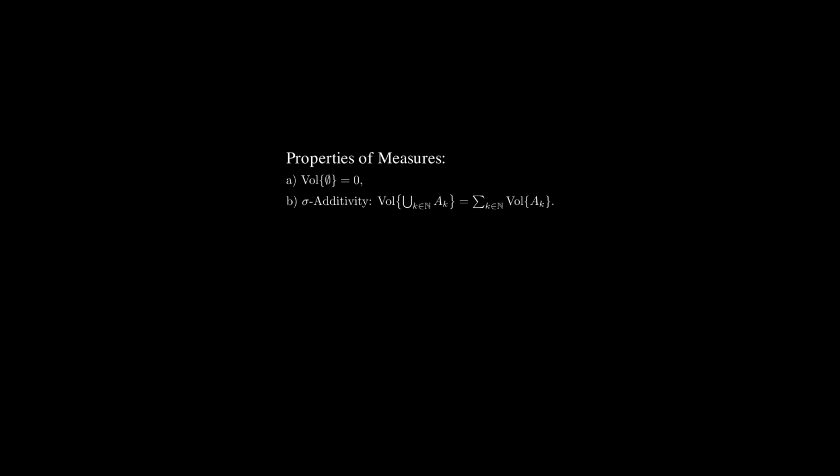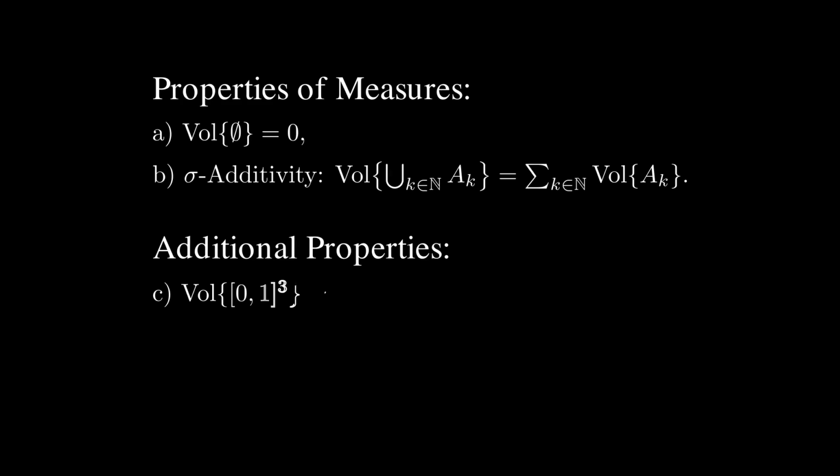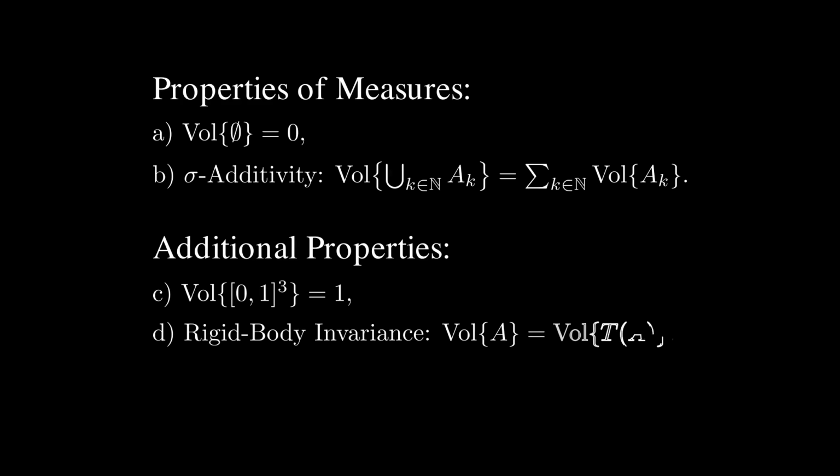If you have watched the last video, you know that the definition of a general measure basically only needs two properties, one of which is sigma additivity. To capture the idea of physical volume, we need just two additional properties. First, the unit cube should have volume 1, and second, our measure should be invariant under rigid motions, meaning that if we shift or rotate an object, its volume stays the same.